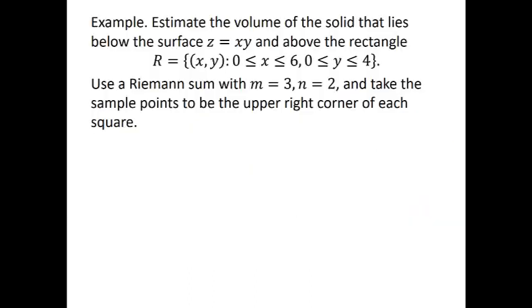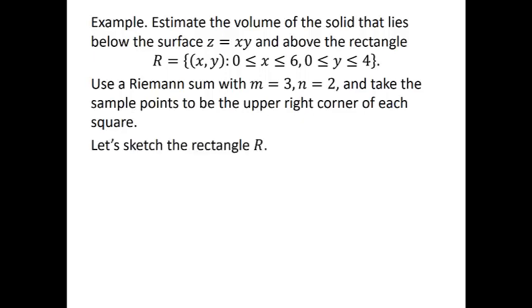Now, let's do our very own example from scratch. Let's estimate the volume of the solid that lies below the surface z equals xy and above the rectangle R, where x lives between 0 and 6, and y lives between 0 and 4. We'll use a Riemann sum with m equals 3 and n equals 2, and take the sample points to be the upper right corner of each square.